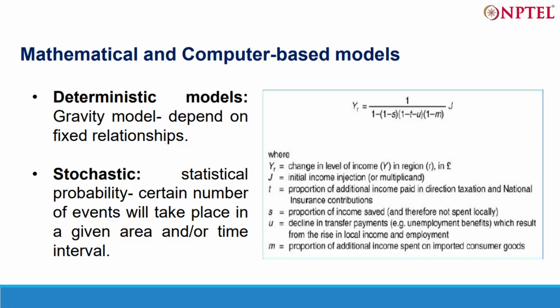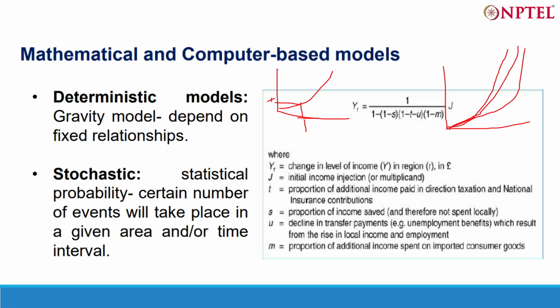Some of the impacts can be probabilistic, so there can be lots of curves. With statistical probability, a certain number of events will take place in the area or may not take place. So deterministic, let me draw. Deterministic impacts can be like this; you know exactly what the impact will be over time. But in probabilistic there can be many things like this, like this, like this. So this is a probabilistic type of impact, anything can happen.